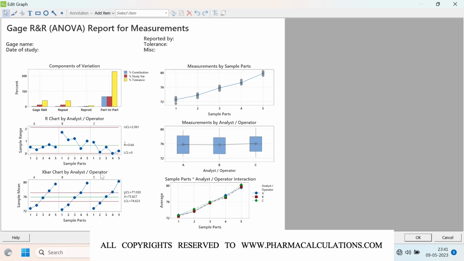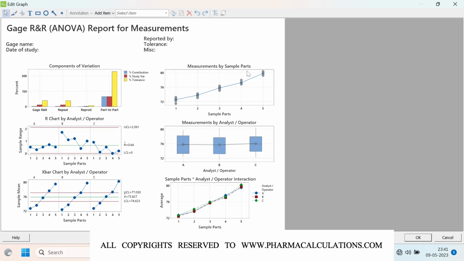And coming to this analyst or operator X bar R chart. From this we can see most of the data points are falling outside the control limits. So that means the sample parts variation is going to be very high and we need to reduce it.